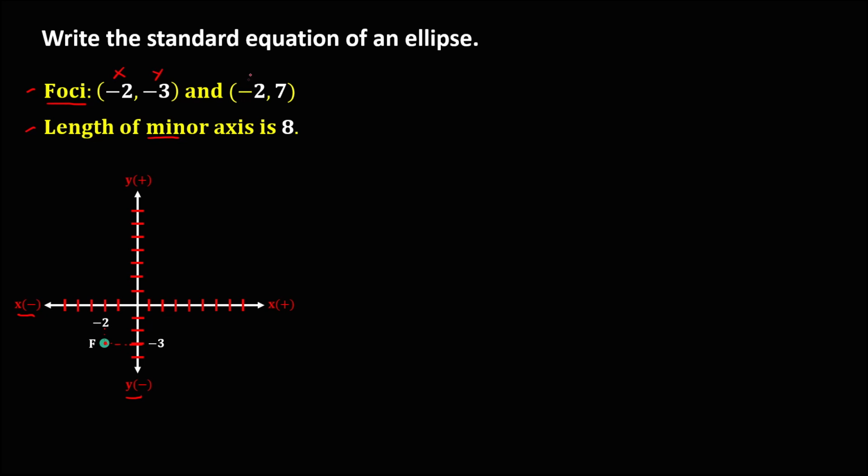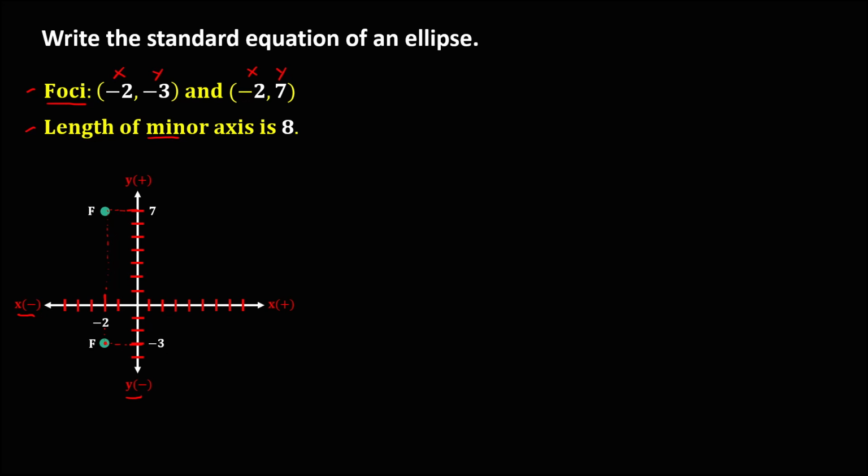Then the other coordinate, x is negative 2, and this is negative 2 for x. Then y is positive 7. So this is positive 7 for y. Then connect. So this is now the point for the other focus.